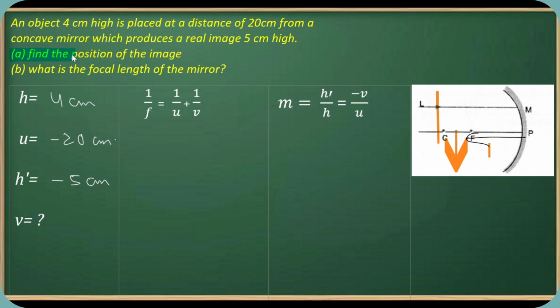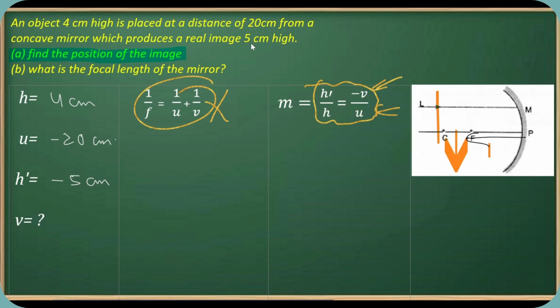Now, first we have to find the position of the image, and the position of the image is indicated by the letter v. For that, we are not going to use the mirror formula. Instead, we are going to use the relation between the height of the object and the image, and the distance of the image and the distance of the object.